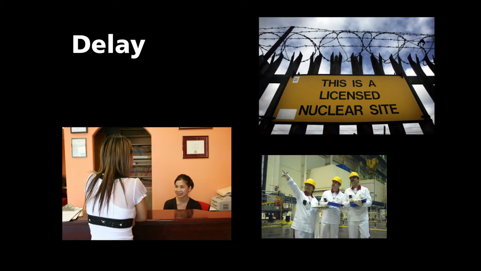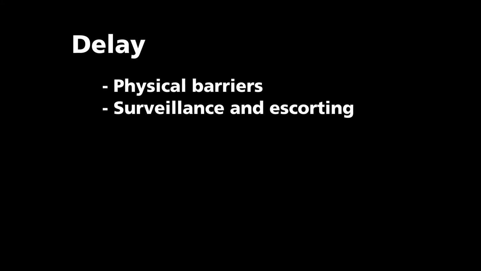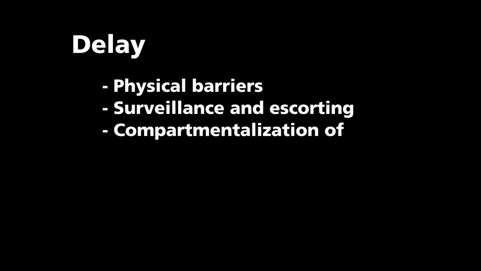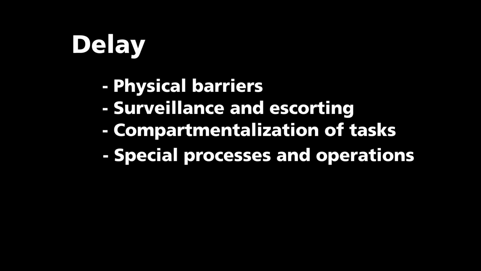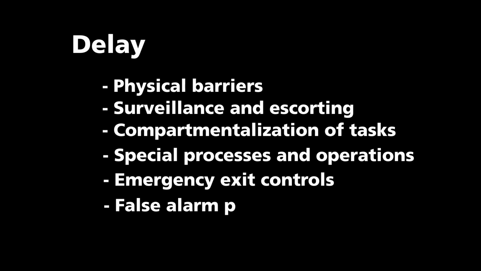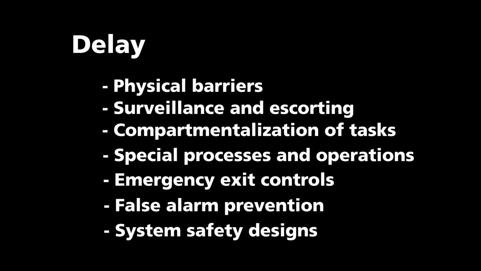Examples of such methods include physical barriers such as vaults and locks, surveillance and physical escorts throughout facilities, compartmentalization and complexity of tasks, including multi-step processes and separation of duties among multiple individuals, special processes and operations, including material access verification, emergency exit controls, false evacuation alarm prevention, and system safety designs, which include redundant equipment and automatic equipment shutdown.